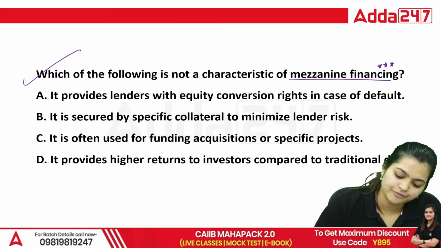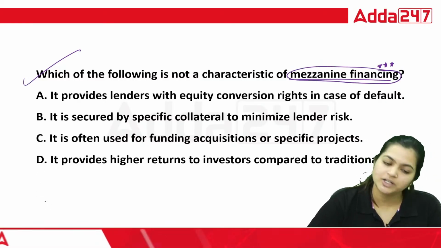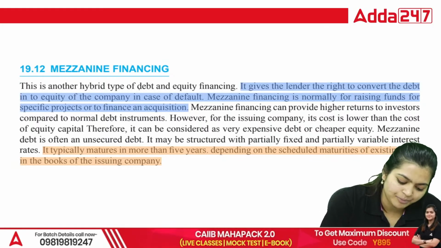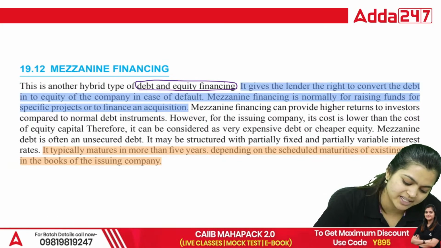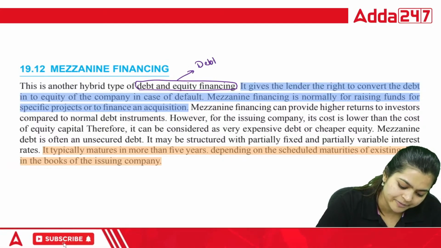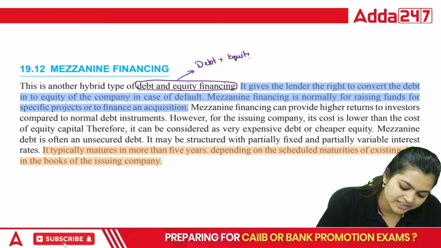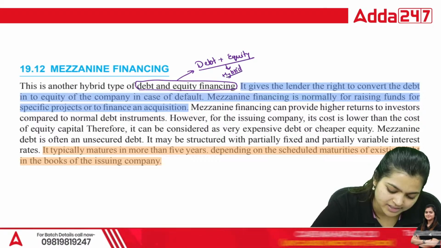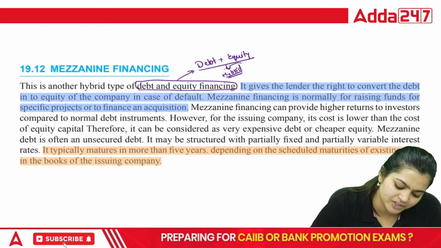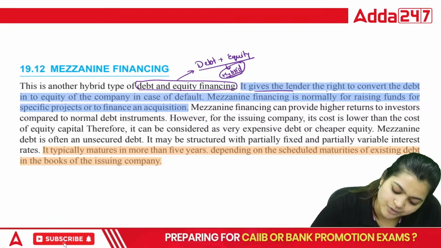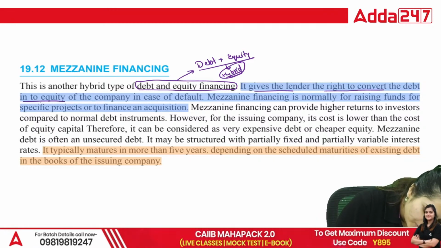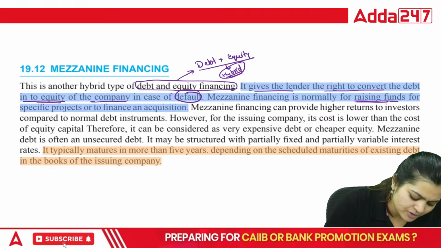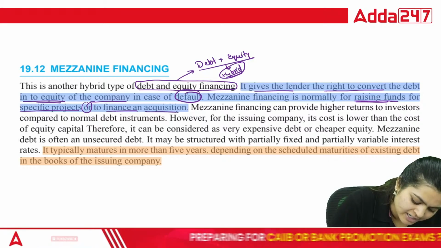Now, first of all, if you are not aware of mezzanine financing, let's talk about it. So what is mezzanine financing? Mezzanine financing is a type of debt and equity financing. It means that when both the combinations are there, debt plus equity, then that is going to be your hybrid financing. Yes, because you can see the combination of both things here. Now it gives the lender the right to convert the debt into equity of the company in case of a default. Yes, this is normally for raising funds for specific projects or to finance an acquisition.